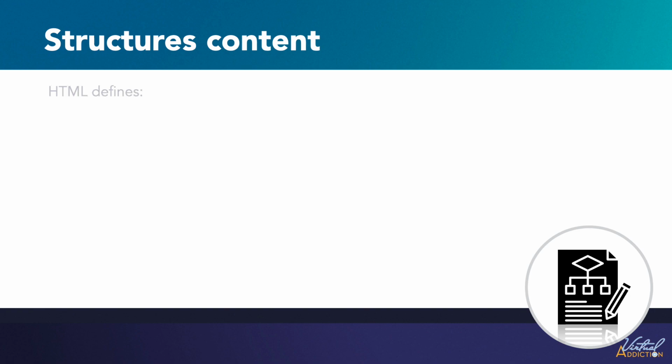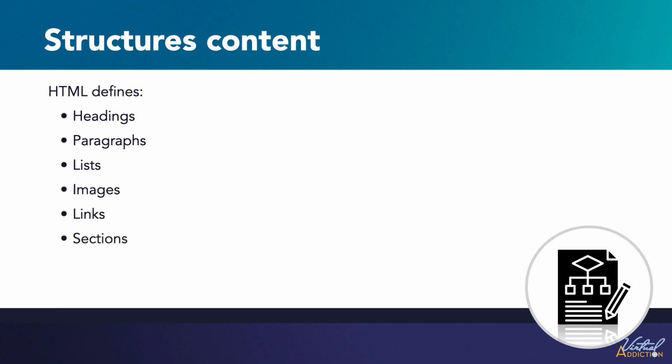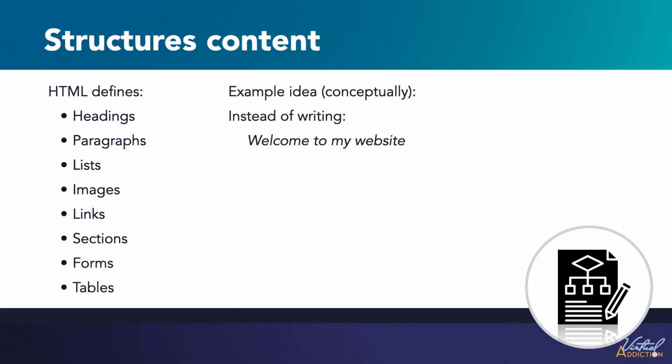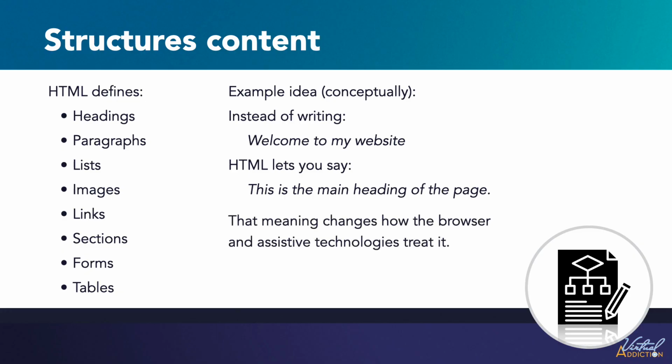HTML defines the structure of the content on a web page. It allows us to create things like headings, paragraphs, lists, images, links, sections, forms, and tables. For example, instead of simply writing, "Welcome to my website," HTML allows us to say, "This is the main heading of the page." That meaning changes how the browser and assistive technologies interpret the content.